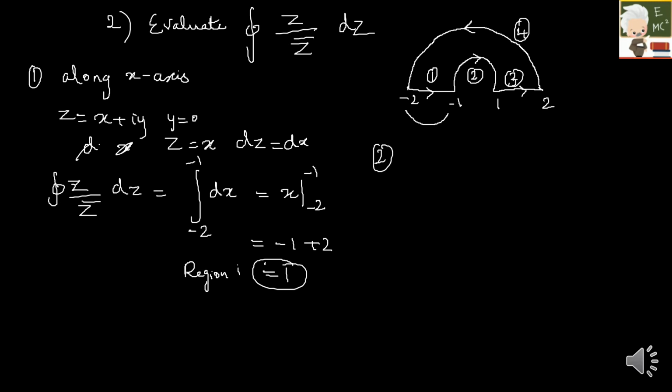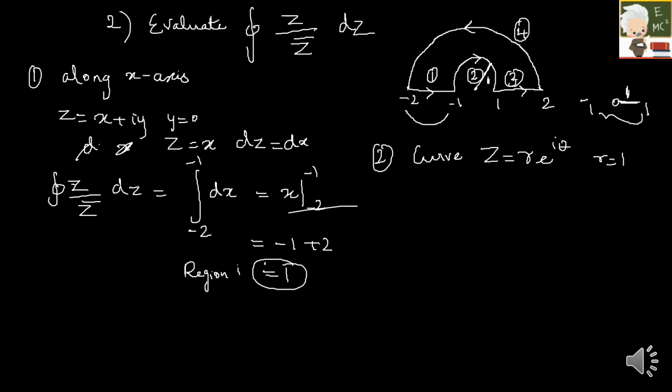Okay, so let me do the second region. Here it is a curve. So what is your z? z is r e raised to i theta. If you look into the question, can you find what is the radius? If you just observe the radius here, it is 1, because minus 1, 0, 1, right? So this is your diameter and this is going to be the radius. So the radius here is 1. So I am considering r is equal to 1.